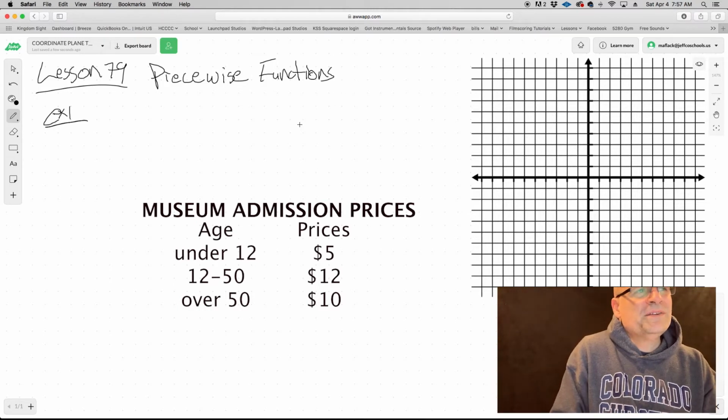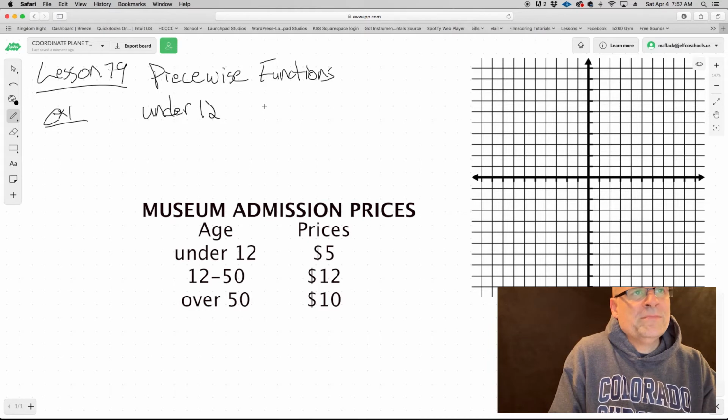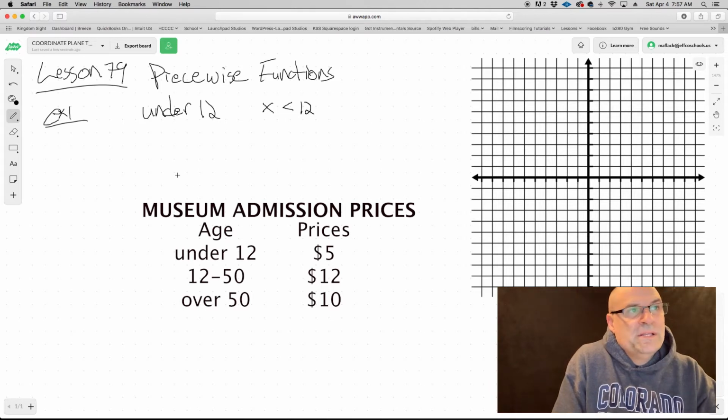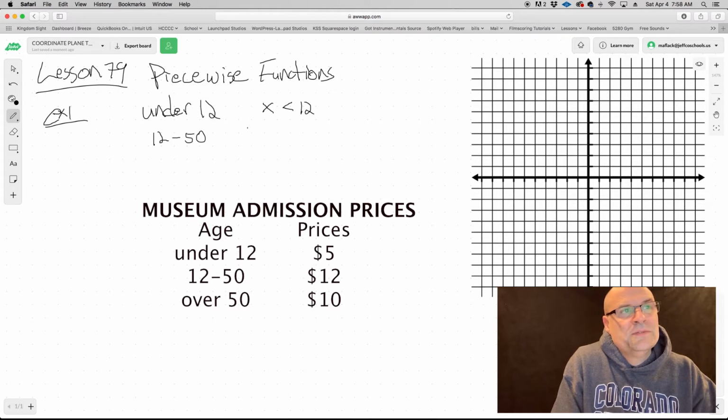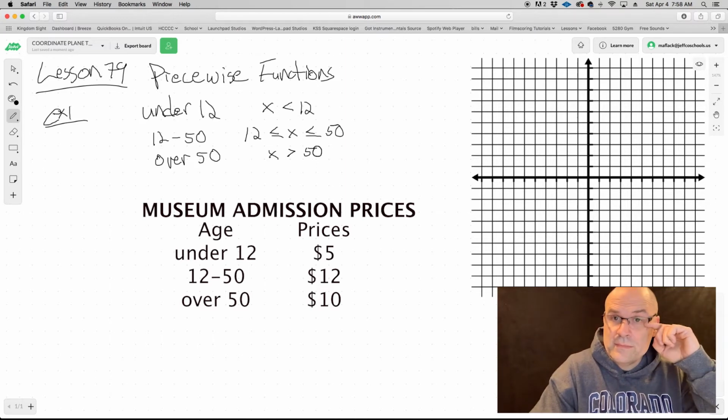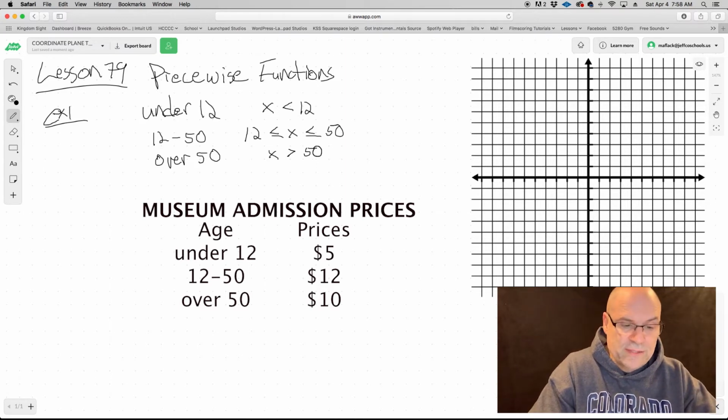So when I say under 12, algebraically, what that means is just x is less than 12. It's not less than or equal to 12, it's less than 12. So in between 12 and 50 is now including 12, so we want x to be greater than or equal to 12 and less than or equal to 50. Okay, and then over 50 is basically just x is greater than 50. Okay? So let's graph that, see what it looks like.